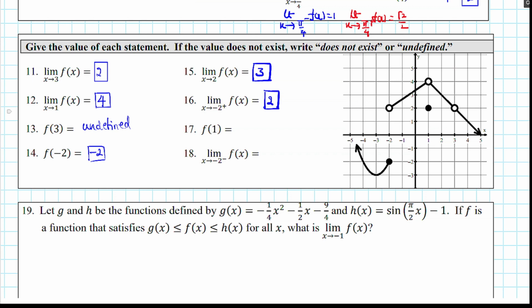And f of 1, you can see f of 1 is defined as a solid dot, that is 2. And the limit as x tends to negative 2 from the left side. You can see as x approaches negative 2 from the left side, the function values approach negative 2. So that means the limit is negative 2. Okay, so this is how we can find the limits.